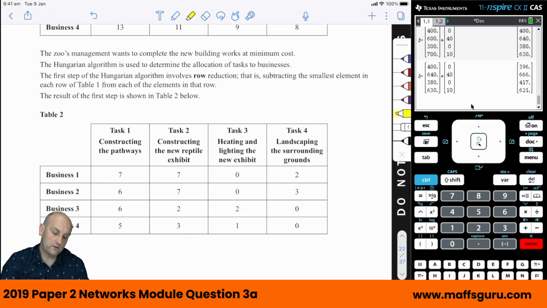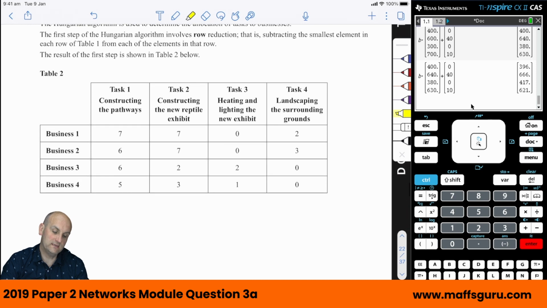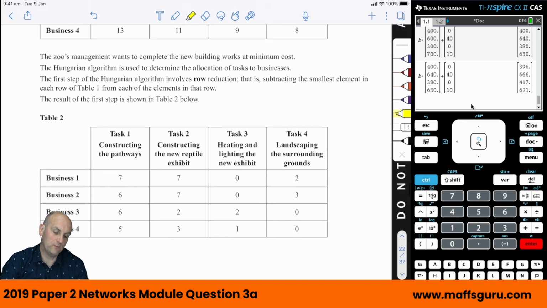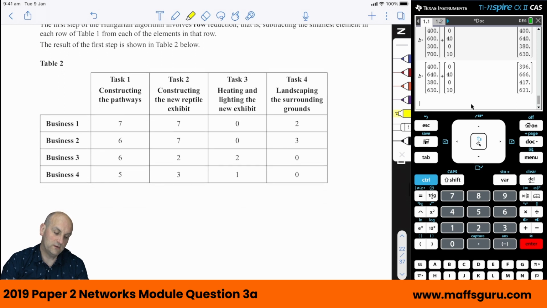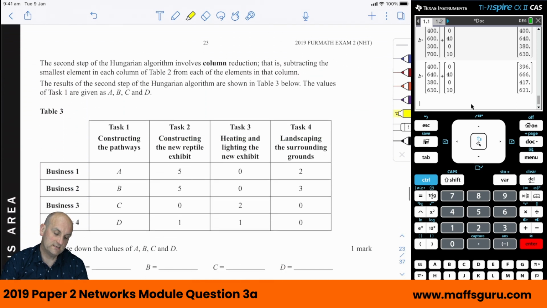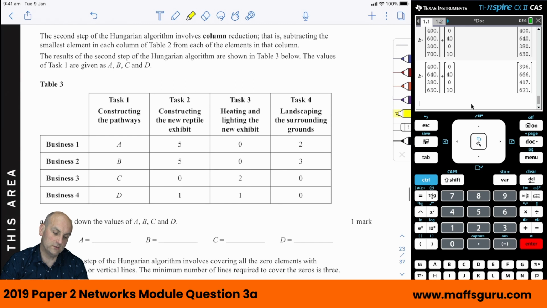The Hungarian algorithm is used to determine the allocation of tasks to businesses. The first step of the algorithm involves row reduction, that is subtracting the smallest element in each row of table 1 from each of the elements in that row. The result of the first step is shown in table 2. The second step involves column reduction, that is subtracting the smallest element in each column of table 2 from each of the elements in that column. It's going to take me longer than the exam to read the question. The result of the second step of the Hungarian algorithm is shown in table 3 below.